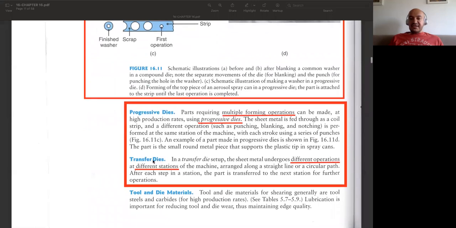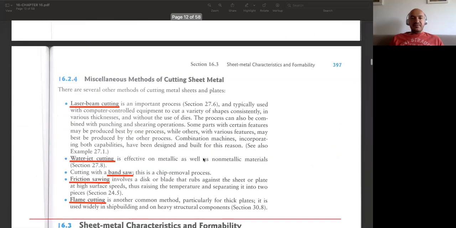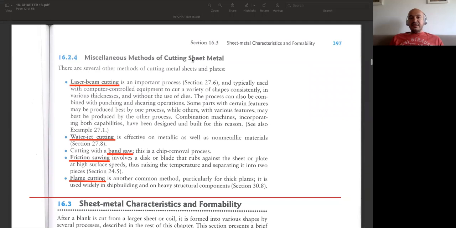And the last one is transfer dies. As the name implies, this time we are transferring our sheet metal or strip to different stations, and at each station, we are performing different operations. And furthermore, we can have some cutting operations on sheet metals there. They can also be considered shearing operations.